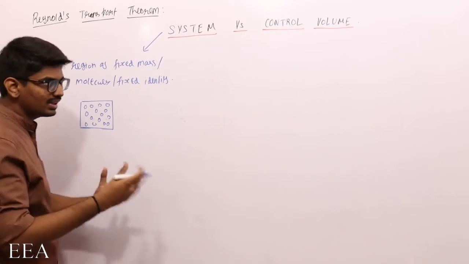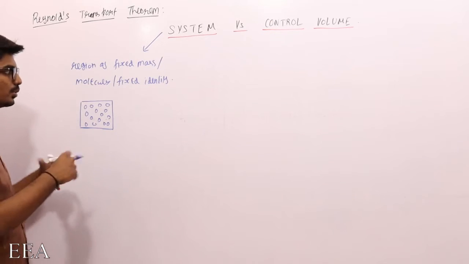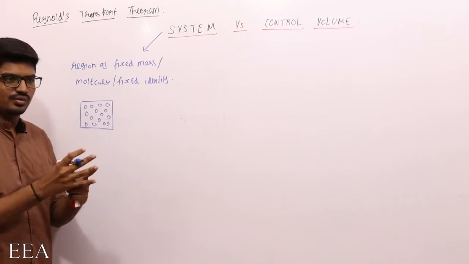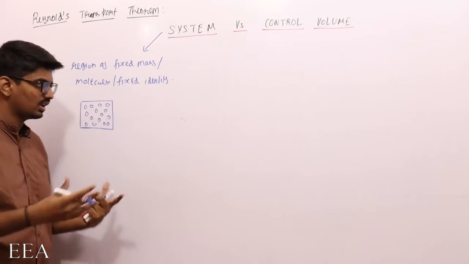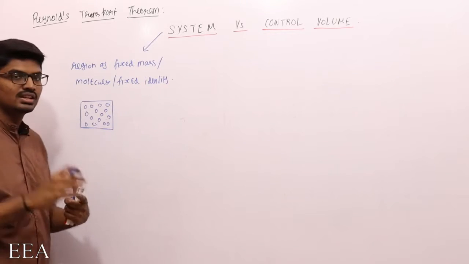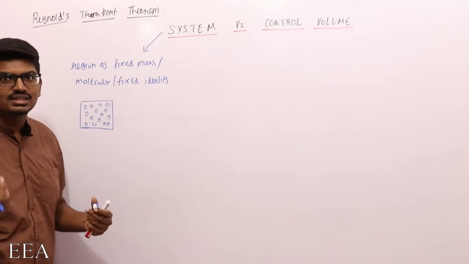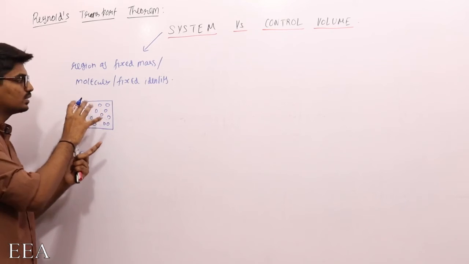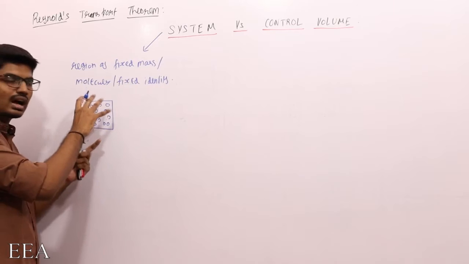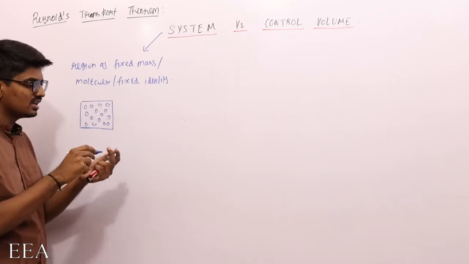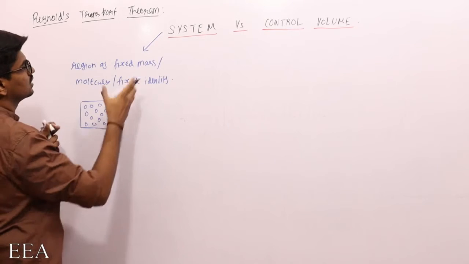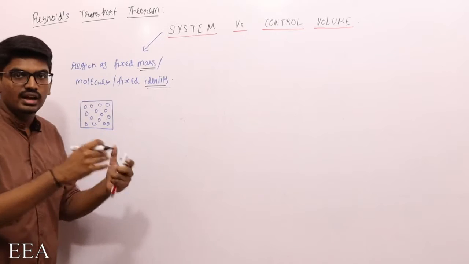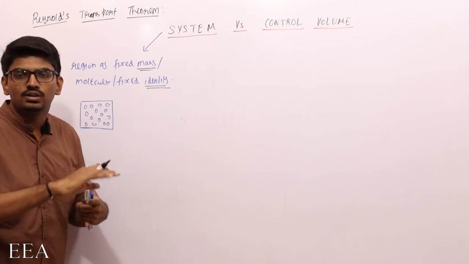And if I'm going to do the analysis or study, I'm going to focus on this bunch of molecules, or you can take a single particle also, it's up to you. Bunch of molecules or bunch of fixed identity, fixed mass. The fact here is I should not change the mass, I should not change the identity. This molecule has to be this molecule only. So when I'm starting the analysis, I need to fix this, and until the end of my analysis, I need to fix this only. That is why it is fixed mass or fixed bunch of molecules or fixed identity. It's not going to vary from the beginning until the end of our analysis.